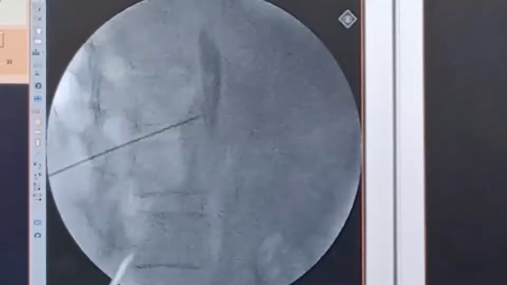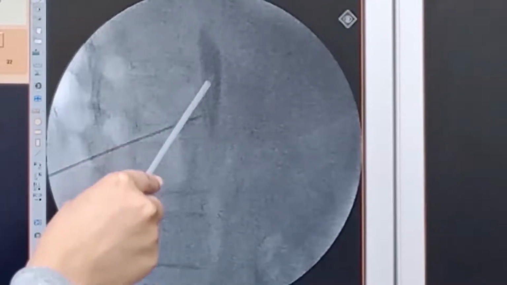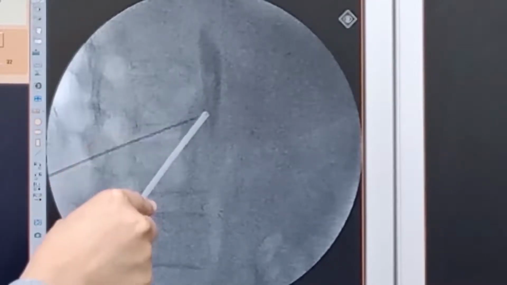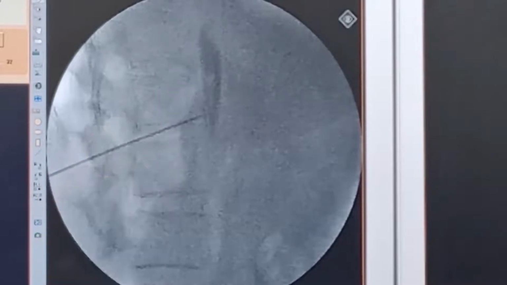Injecting 1 ml of the contrast, you can see how adequately it is spreading along the anterior border of the L1 and L2, T12 vertebra.